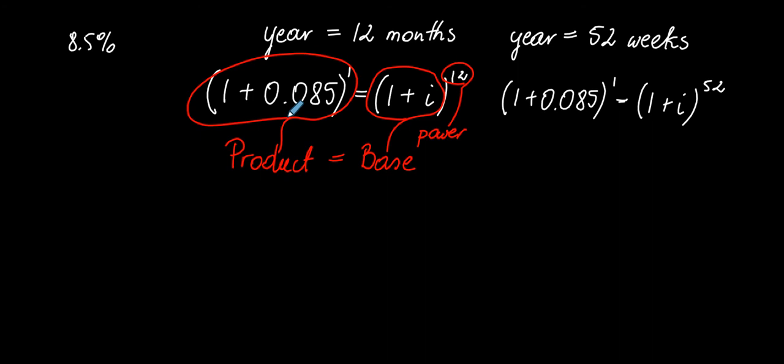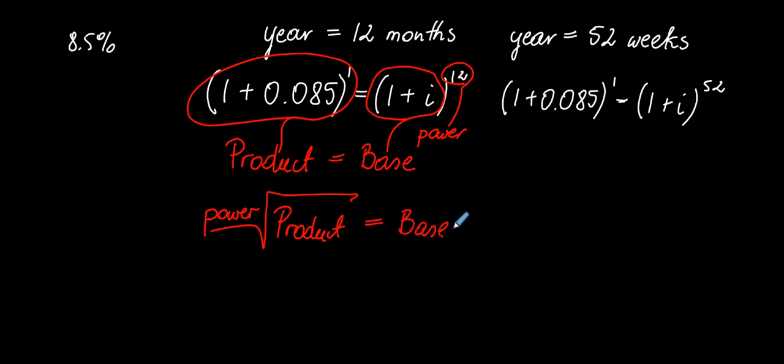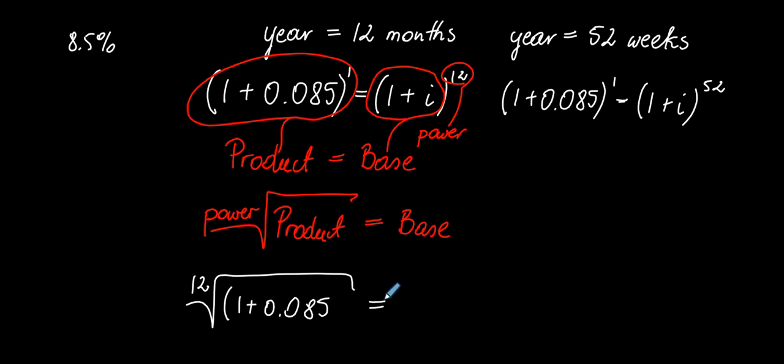Now what am I looking for? I'm looking for the base. So what do we use when we look for the base? We take our power, that will give me the number of the root, we put product under it, and that will equal base. So applying that here, that means that the number of the root is 12. Then we have our product, and then we have 1 plus I, our base.